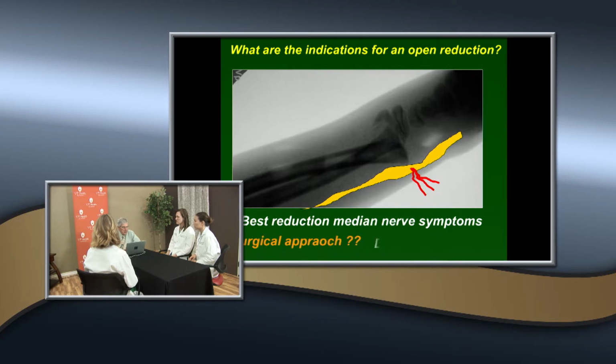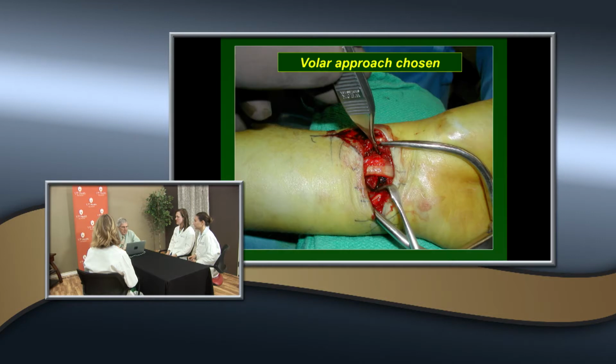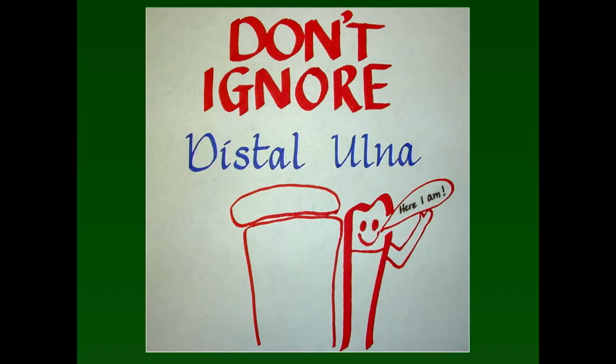So the surgical approach, are you going to go dorsal or palmar? Probably volar. Yeah, probably volar. So a volar approach was chosen, and as you can see, the median nerve was pressed right against that distal fragment. And so that's important. It's one of the few reasons that you need to do an open reduction surgical intervention.